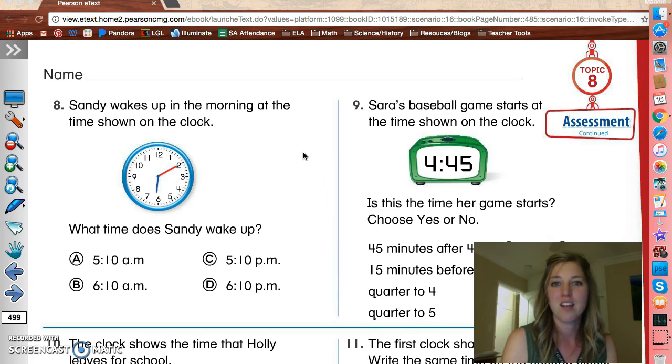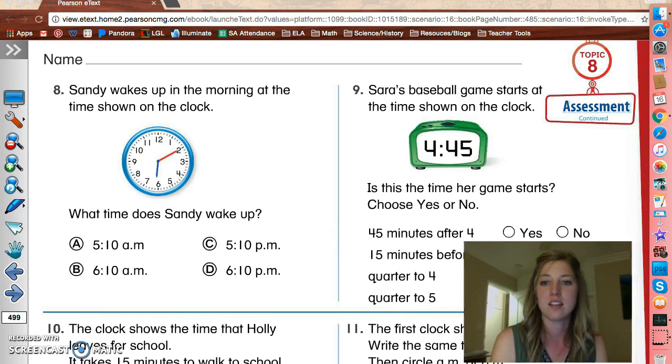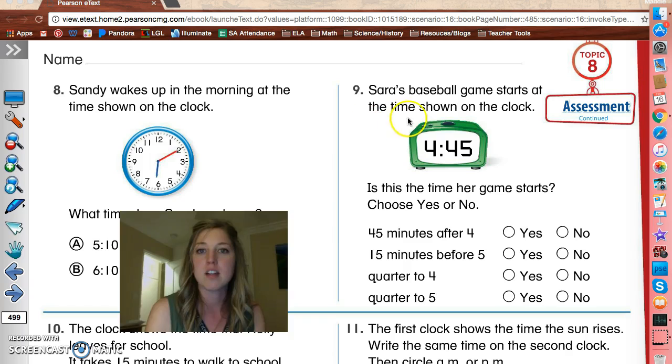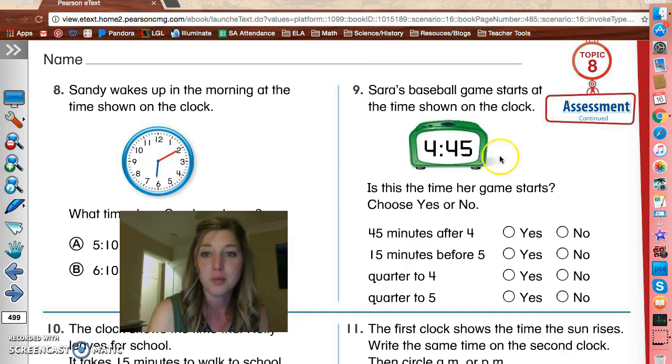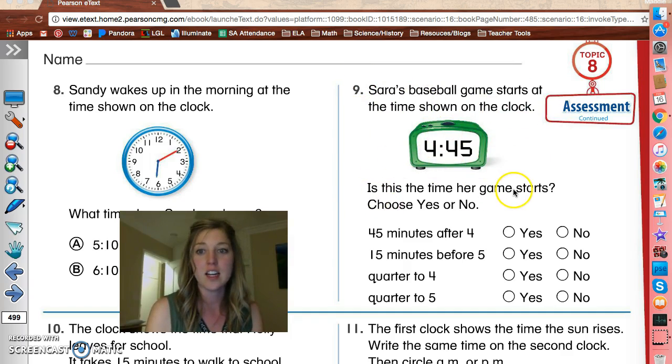Number 9. Sarah's baseball game starts at the time shown on the clock. Is this the time her game starts? Choose yes or no. So, they told you what time her game starts, and then here they want you to ask yourself, is this the time her game starts? For all of these different options. So you're thinking of different ways to say this time. Bubble in yes if that is another way to say that time. Bubble in no if it is not. So you should have 4 answers here. Yes or no for each one. You can stop and work on that one.